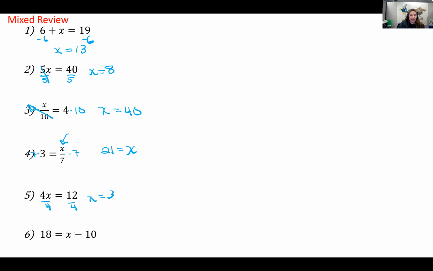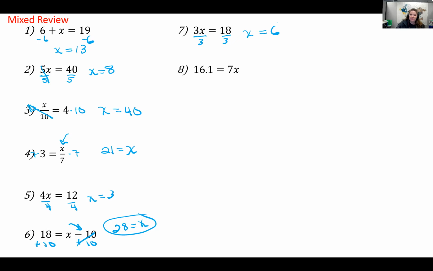Number 6, what is being done to x? It's 10 is being subtracted from x. So we're going to do the opposite. We're going to add 10 to both sides. So this goes away. I'm out of space, but 18 plus 10 is 28. 28 is equal to x. Number 7, what's being done to x? It's being multiplied by 3. We're going to do the opposite. So 18 divided by 3 is 6.